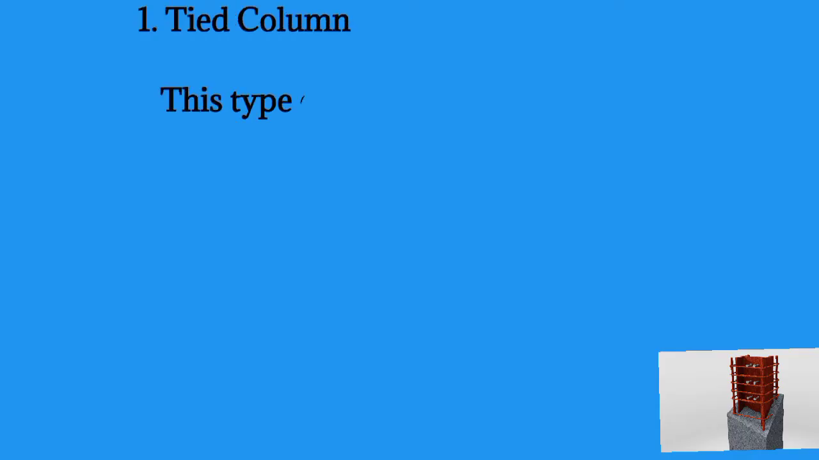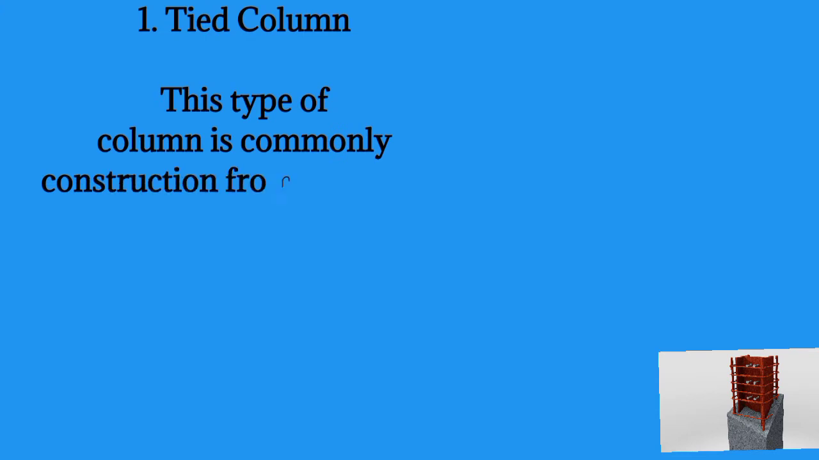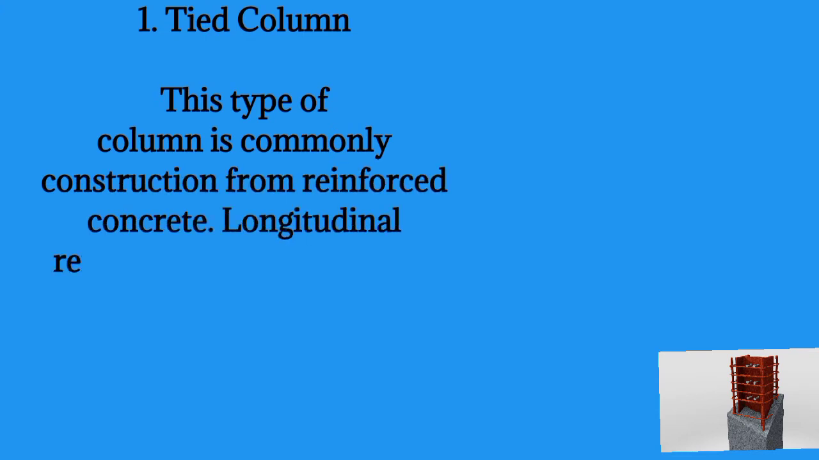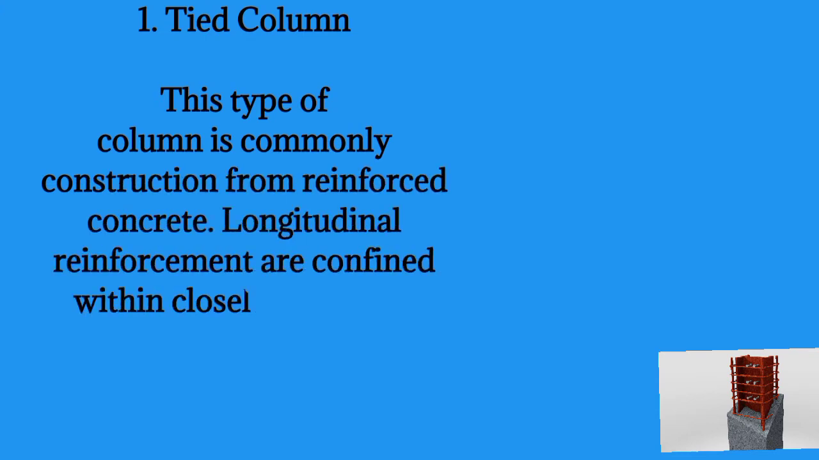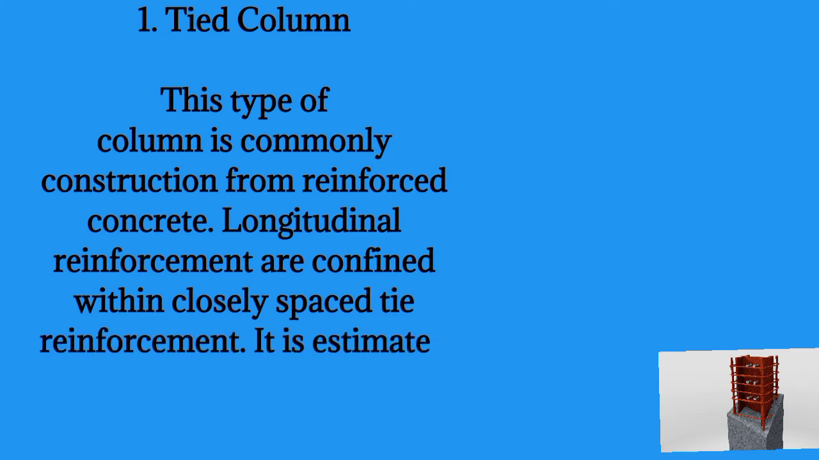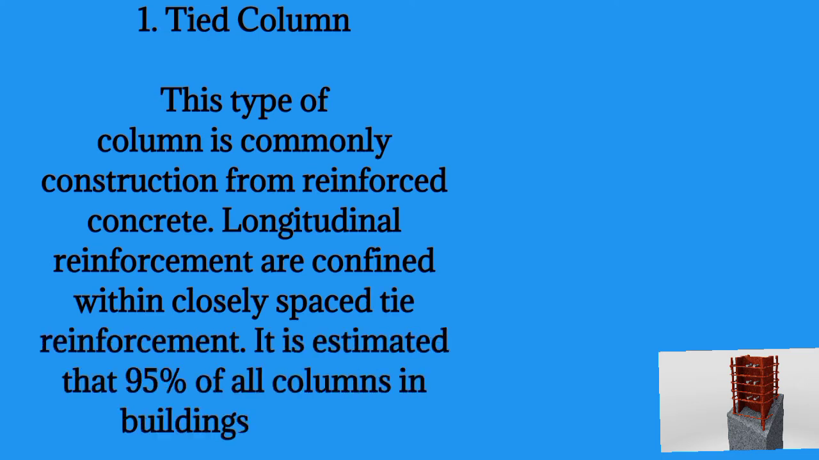1. Tied column. This type of column is commonly constructed from reinforced concrete. Longitudinal reinforcement is confined within closely spaced tie reinforcement. It is estimated that 95% of all columns in buildings are tied.